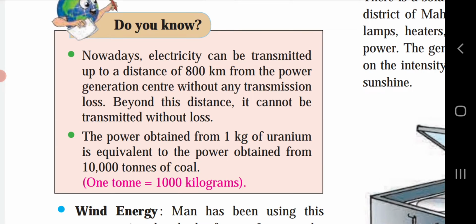Do you know nowadays electricity can be transmitted up to a distance of 800 km from the power generation centers without any transmission loss. Beyond this distance, it cannot be transmitted without loss. The power obtained from 1 kg of uranium is equivalent to the power obtained from 10,000 tons of coal. So that is, 1 ton equals 1000 kilograms.